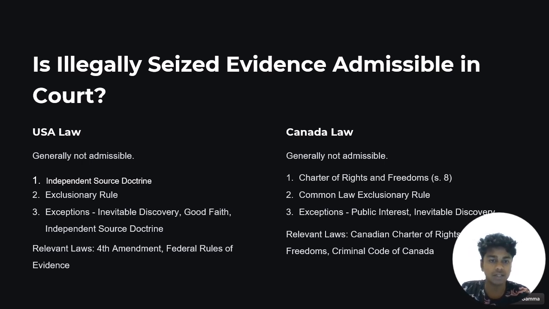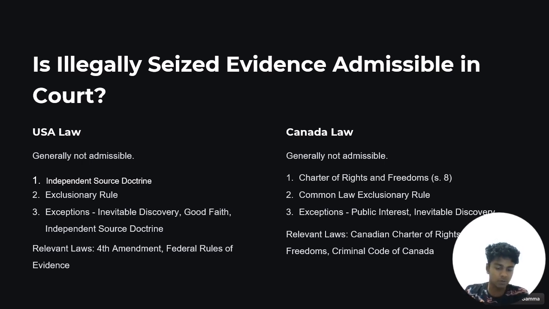In the case of the USA, there is something called the general rule of admissibility. In the United States, the general answer to whether illegally obtained evidence is admissible is simply no. In one word, long story short, no. This is rooted in the Fourth Amendment of the US Constitution, which protects individuals from unreasonable searches and seizures. This protection is enforced through the exclusionary rule, an essential principle that prevents illegally obtained evidence from being used in court. The rule aims to deter unlawful conduct by law enforcement, promoting respect for citizens' constitutional rights.